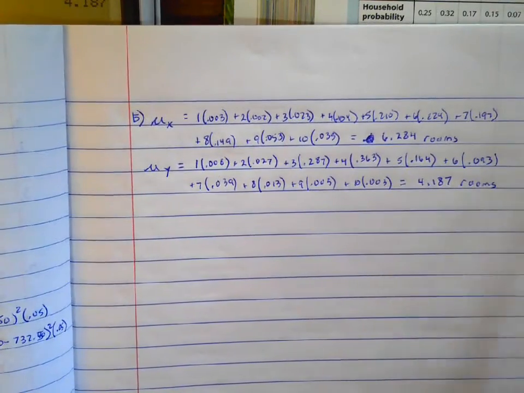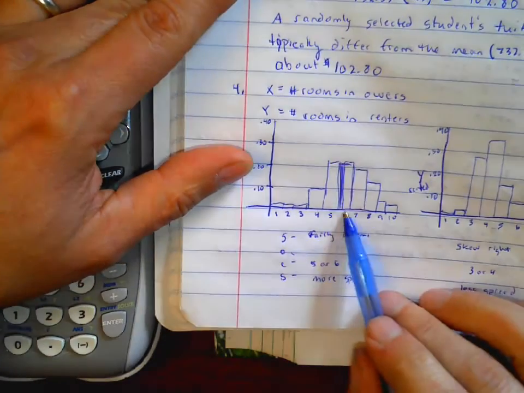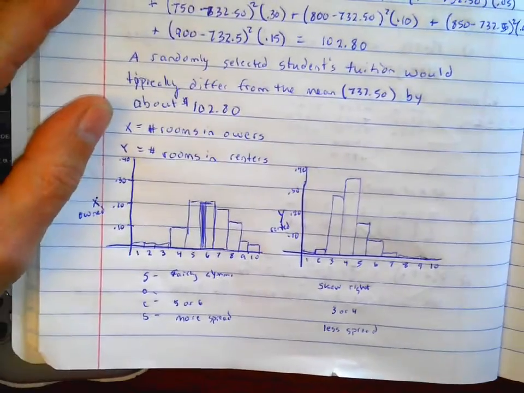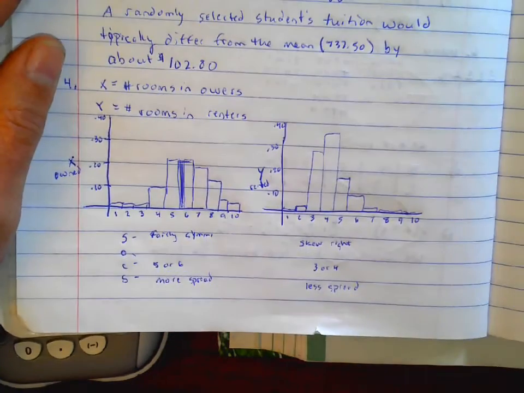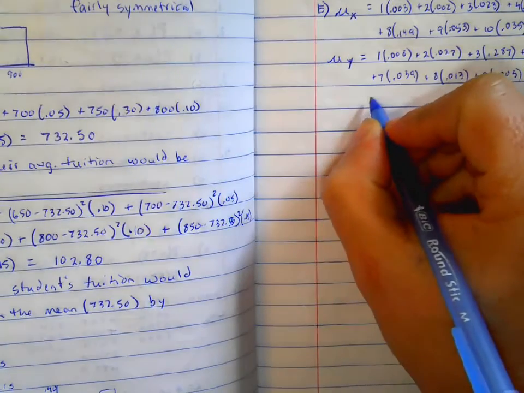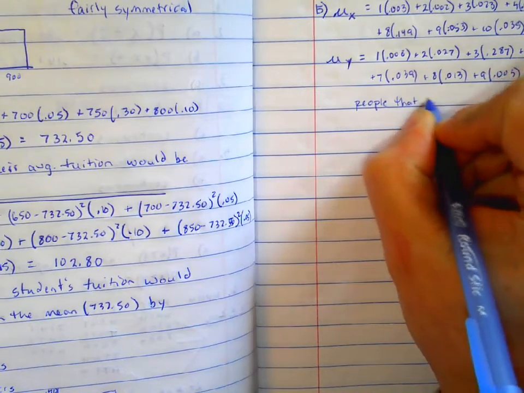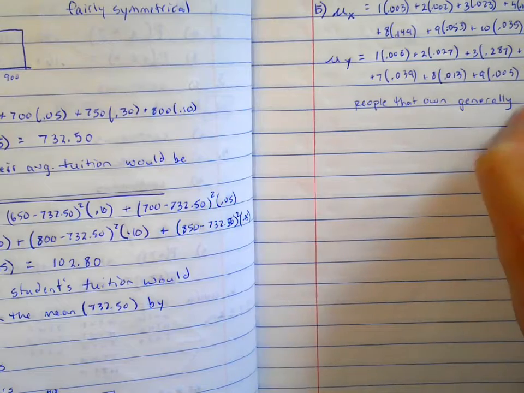Okay, so explain why this makes sense. Notice this was higher, this is lower, and we noticed that here, didn't we? We noticed this one was going to be higher. We said it was 6.2. I said it was 5 or 6. 6.2 would be up here more, and 4 point something, and we said it was 3 or 4, right a bit above 4. So why does this make sense? People that own generally live in larger houses.